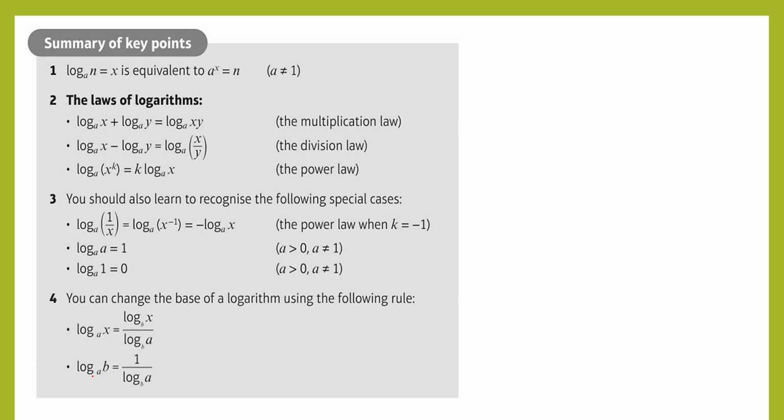The last one is if you want to switch the base and the result together. What will happen is you will make 1 over it, and then you can switch the base and the result together. So log b to the base a can be 1 over log a to the base b. So the result and the base have been changed together if you put 1 over.